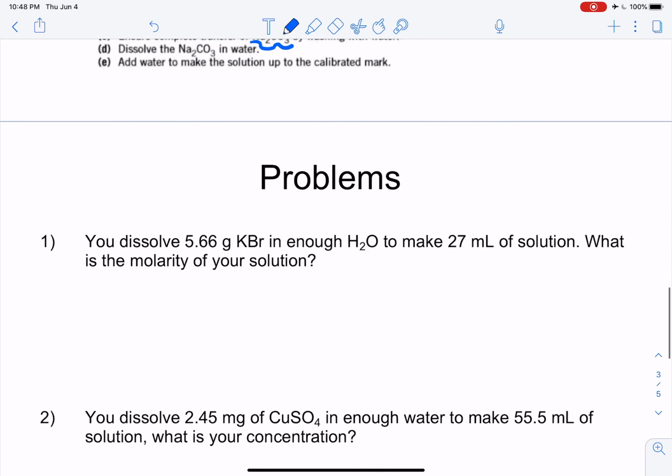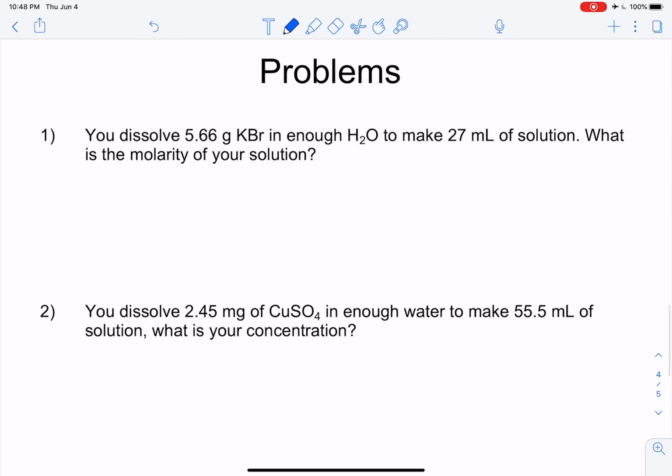All right, so that means we have to do some math. I know you guys love it though. So here we go. You dissolve 5.66 grams of potassium bromide in enough water to make 27 milliliters of solution. Now notice the problem says in enough water to make 27 milliliters of solution, and not you took 5.66 grams of potassium bromide and added 27 milliliters of water. That's not what you did. You made 27 milliliters of solution total, okay?